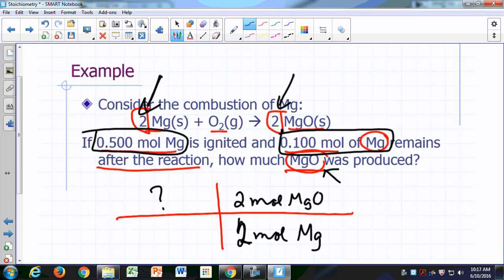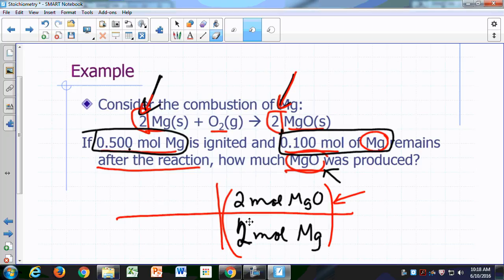The important thing, the reason I'm giving you this example, is I want you to realize that this conversion factor based on the coefficients allows you to convert changes in moles, okay? Not the actual moles. So in other words, you cannot use the 0.5, you cannot use the 0.1, you have to use the change in the moles of magnesium if you want to use this ratio of coefficients as a conversion factor. By the way, this is called the stoichiometric coefficient ratio. This is a ratio based on the coefficients in the balanced equation. So what goes here?